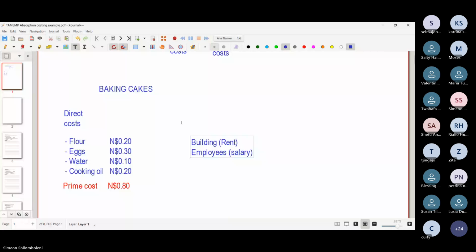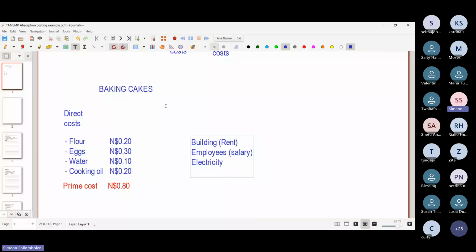You have electricity. Electricity is also not direct because sometimes the electricity is just on the whole day or even at night. Electricity that you must pay for. These are the indirect costs. Okay, let's talk about these three.